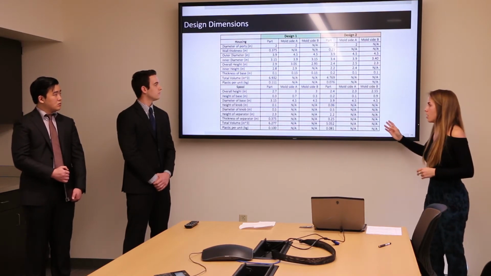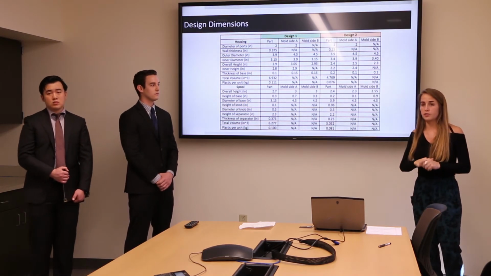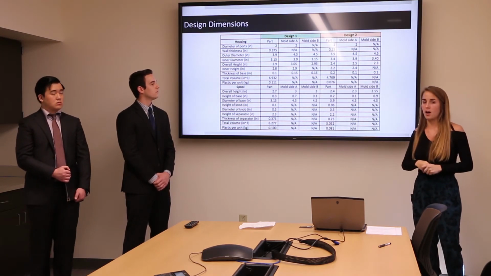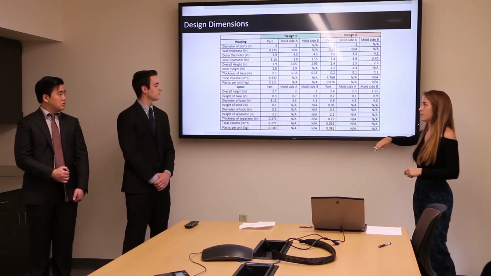This is an overall summary of our dimensions. Again, the main change we made was the thickness. That was a drastic change that Jung Cheng found after his cost analysis that we needed to make in order to decrease the total volume in plastic per unit.